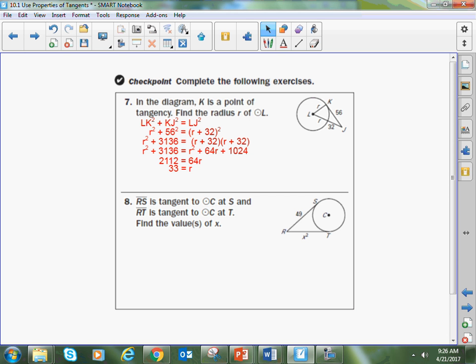And the last one here, again, RS and RT are tangent to the same circle, so they are congruent to each other. Solving for x, I'll actually get a positive 7 and a negative 7 when I take the square root of 49, but we're probably going to be more interested in the positive value than the negative value for a geometry application.